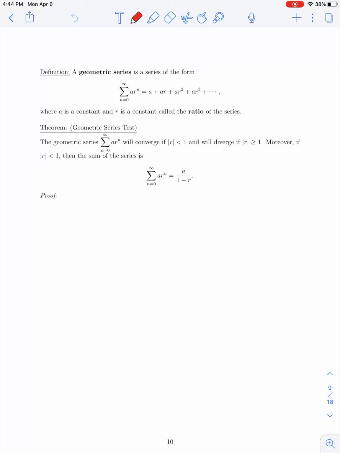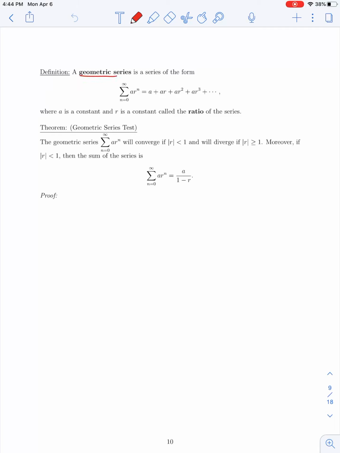Okay, in today's lecture, we'll be covering the second half of the section 5.2 material on infinite series. And to start out this second half, we're going to introduce a special series called a geometric series. So let's start by defining it.